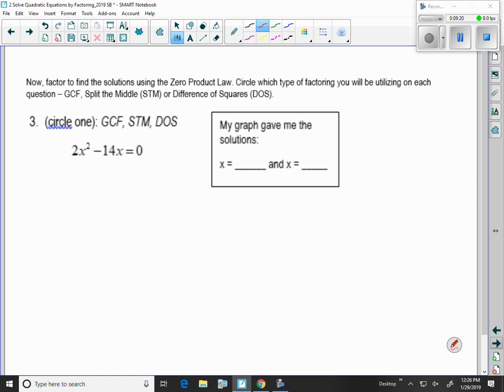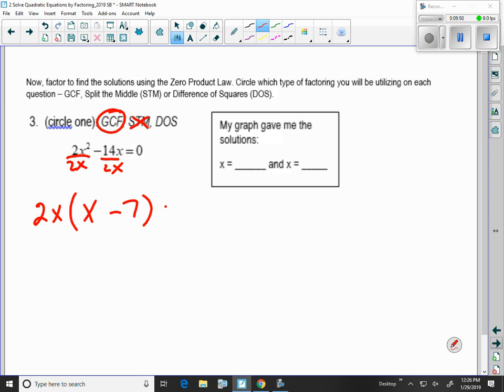GCF. We only have 2 terms, so when we only have 2 terms, automatically it's not going to be split the middle. It's going to be either GCF or difference of squares, and you have to decide which one. What can I pull out of each term? 2x. So if I pull a 2x out, or divide by 2x, what do I have left? X minus 7. Beautiful.